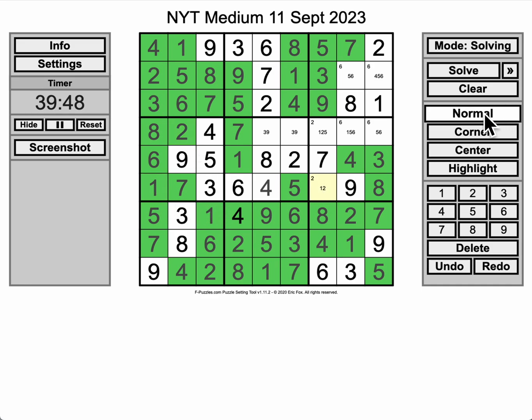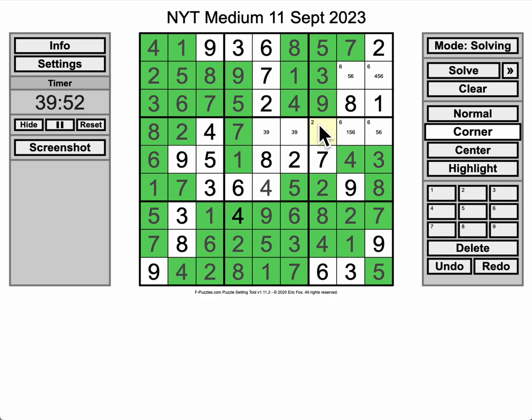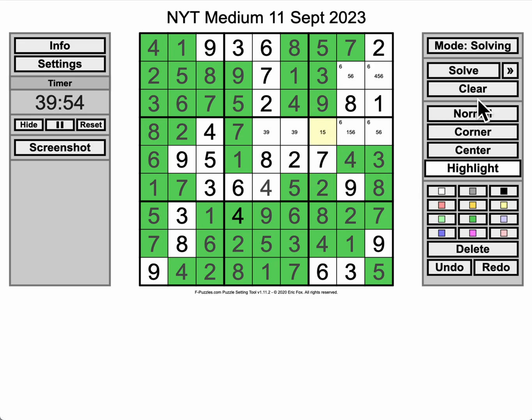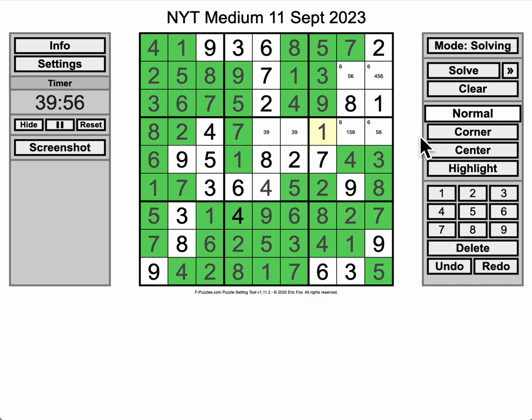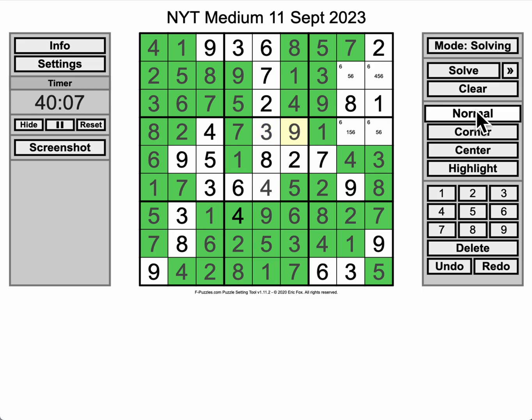1 tells me that's a 2. That's not 2. 1 or 5, that can't be 5. That's a 1. And whoops. That's a 3. That's a 9.